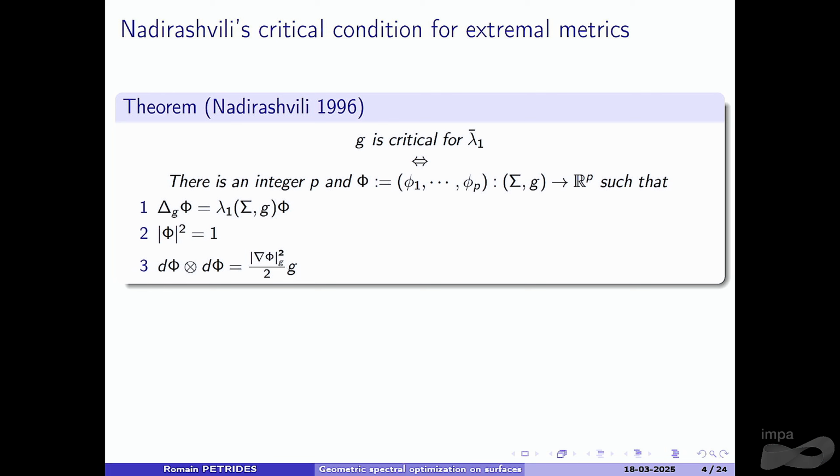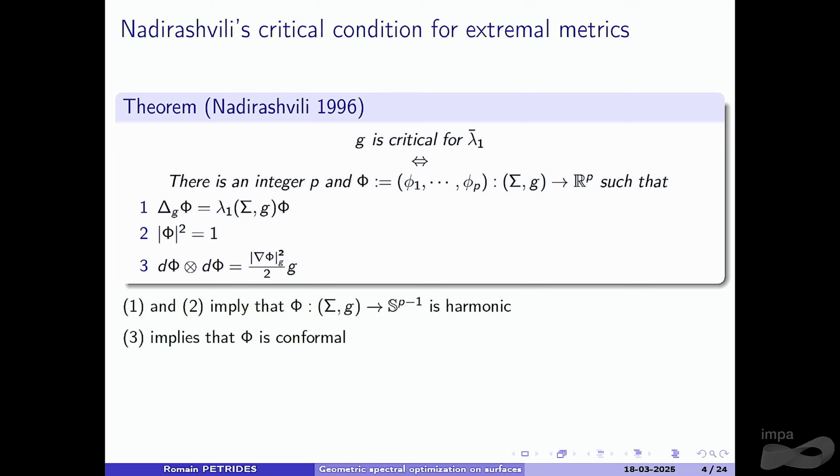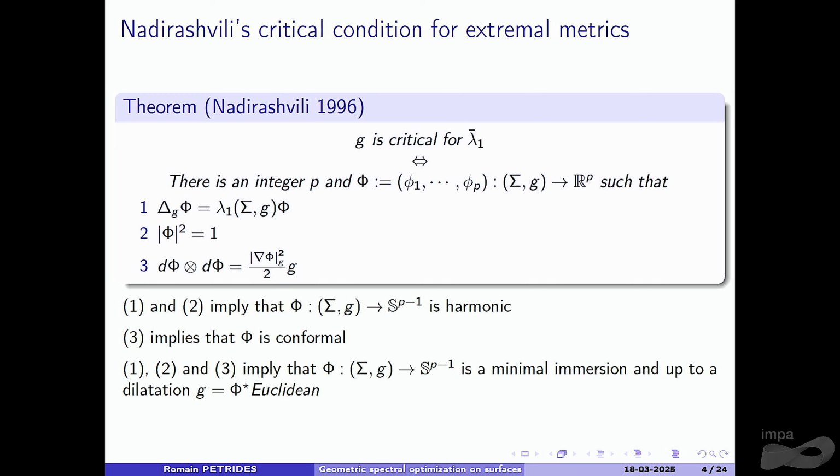So this is a criticality condition, and the geometric interpretation that was explained by Misha yesterday is that if you take both 1 and 2, then you obtain a harmonic map into the sphere, which is a critical point of the Dirichlet energy among maps into the sphere. Condition 3 implies that phi is conformal, so it is just the equation for conformality. If you take all of these conditions, 1, 2, and 3, you obtain a minimal immersion into some sphere, and you also obtain that the metric is just the pullback of the Euclidean metric on the sphere.